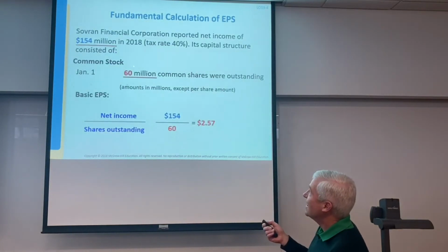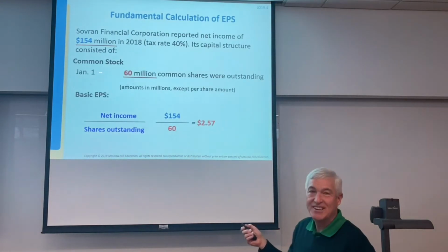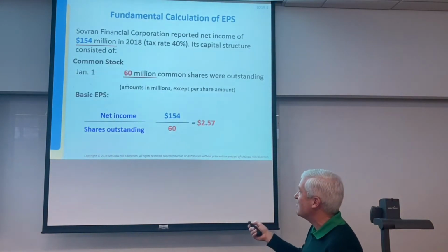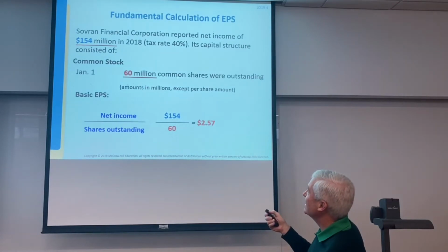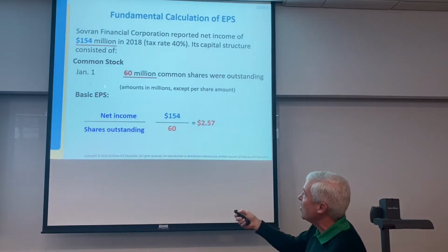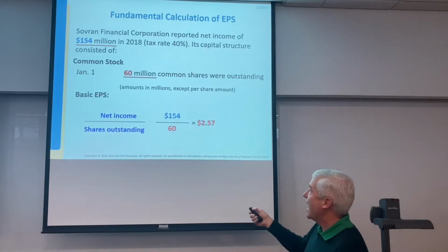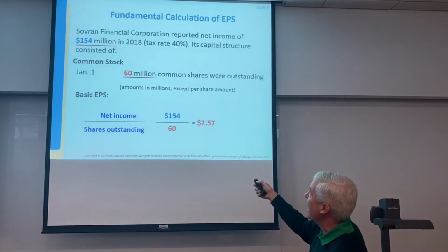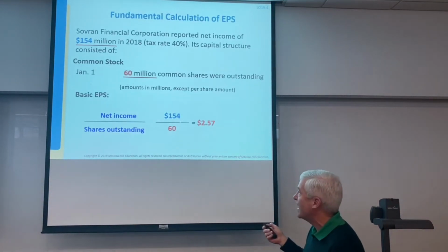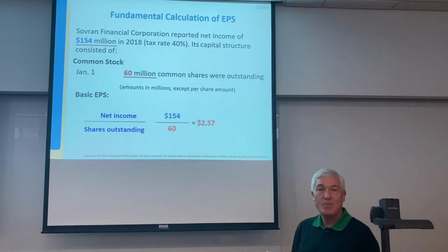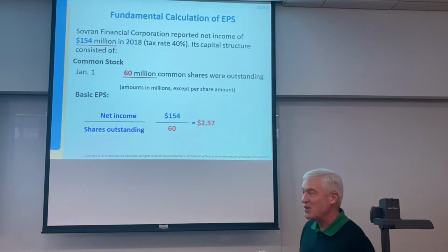So here we go. This is the first. Again, everything red is going to be something new, and this is the first thing we're introducing here. 60 million common shares were outstanding on January 1, and the net income was 154 million. There was a tax rate of 40%. Net income, we've already reduced for those taxes, so don't worry about that. This is super simple. I wish it was going to be this easy for you. A business is a lot more complex than this, so we'll have to take that into account.